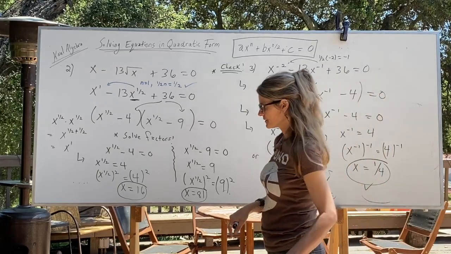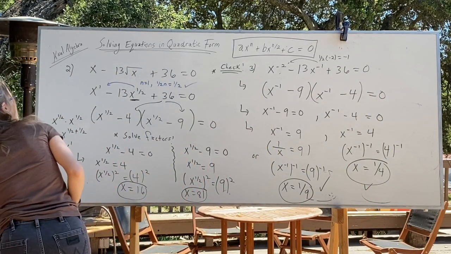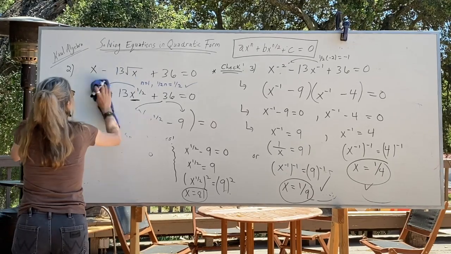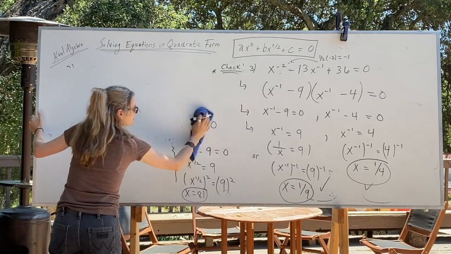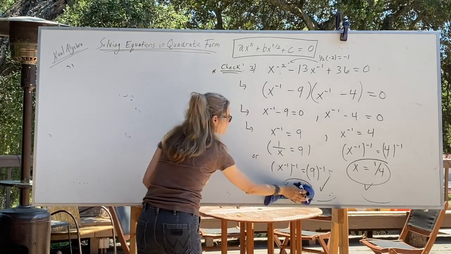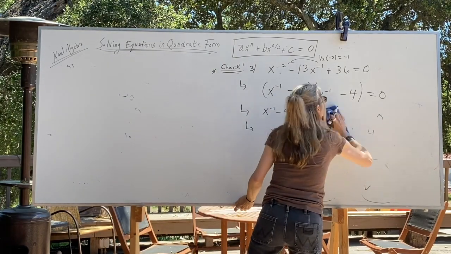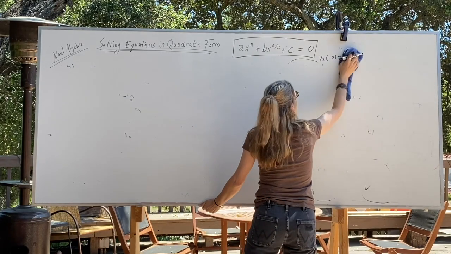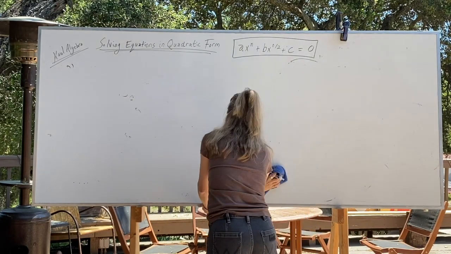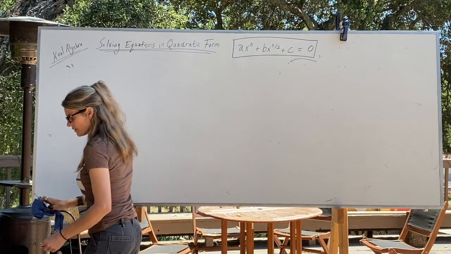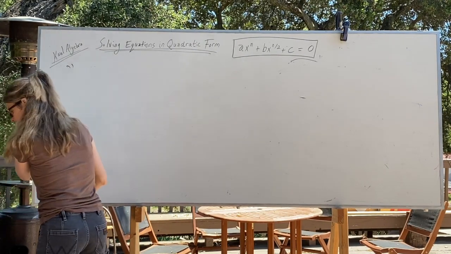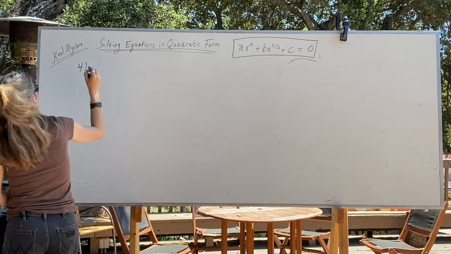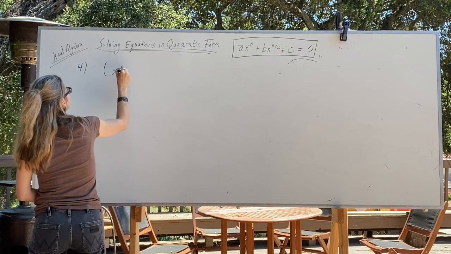Okay, so there's another type of quadratic form, and we'll do one more, and then you could practice these on your own. Okay, so the next one, number 4, let's do something a little tricky here.